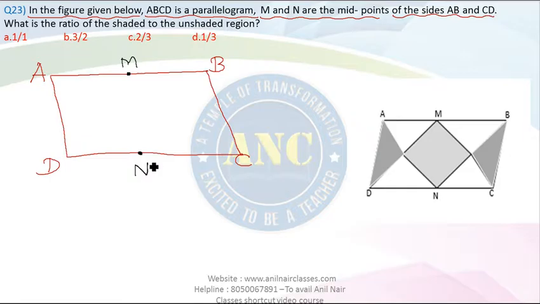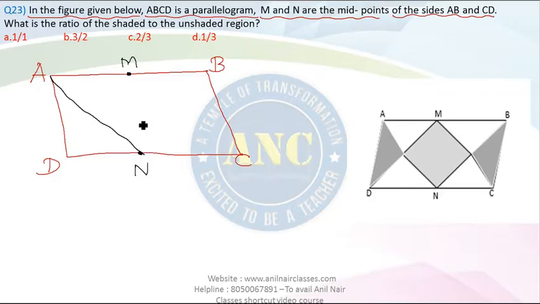The diagram is not drawn to scale, so although they do not look like the midpoints of two sides according to the diagram I have written, the question says these two are the midpoints. Your question is, what is the ratio of shaded to the unshaded region? That means they have drawn a diagram. Let us complete the diagram, whatever they have drawn.